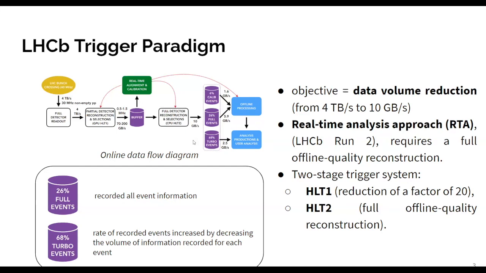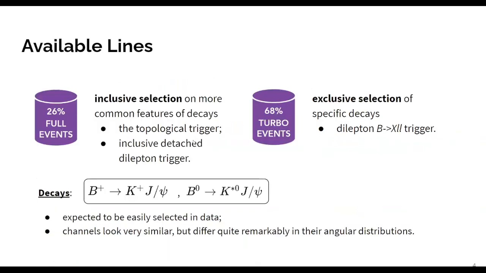And essentially by reducing how much info is stored, we might be able to collect more. So let's discuss the available lines we use for full events. As I said, it is an inclusive expansion on more common features of the case. For the case which we are using, there are two main ones: the topological trigger and the inclusive detached dilepton trigger. And for the turbo event, the main one is the dilepton trigger.